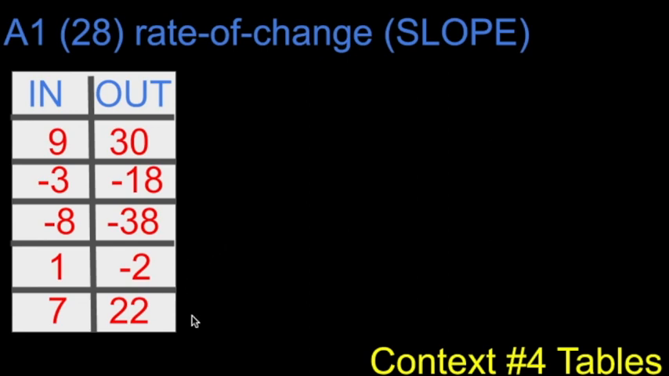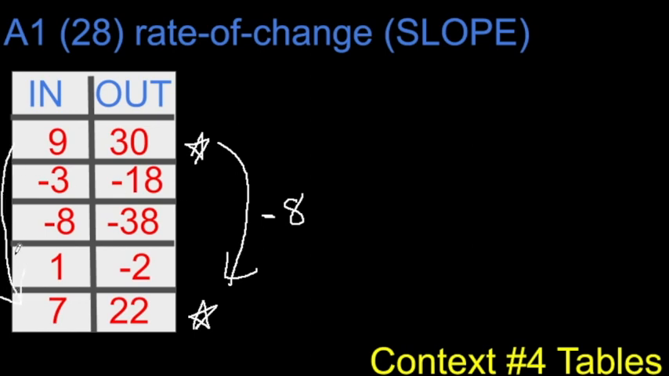Choosing 2 rows. Let's go bottom row and top row. So from 30 down to 22 is -8. From 9 down to 7 is -2. -8 over -2 is a slope of 4.